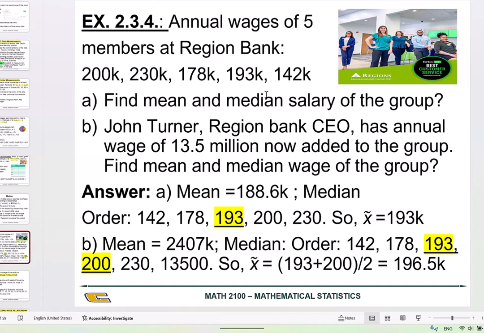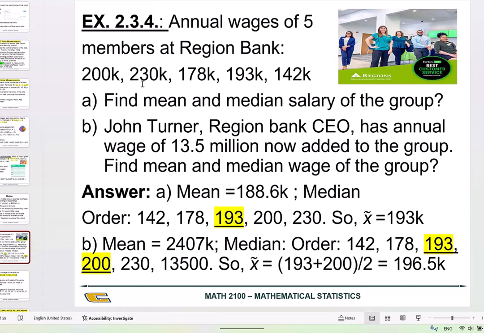We need the mean and median salary of the group. We look at the example part by part. For part A, the mean is easy: just 200 plus 230 plus 178 plus 193 plus 112, and you divide by 5, and you get the mean here.